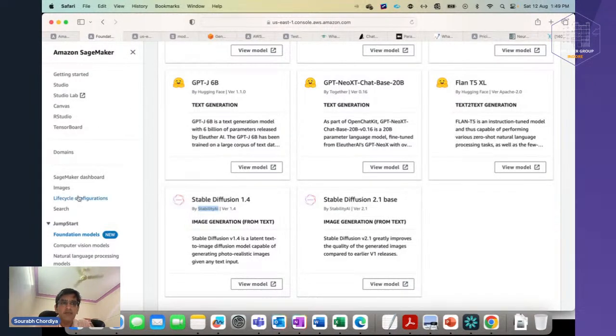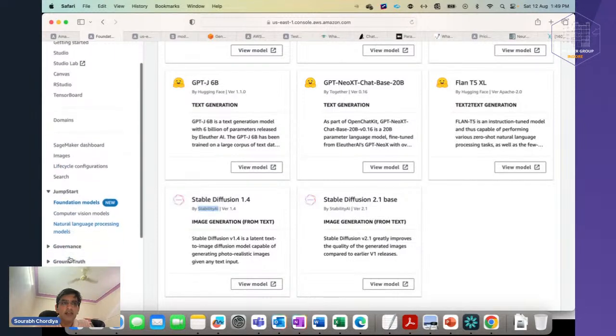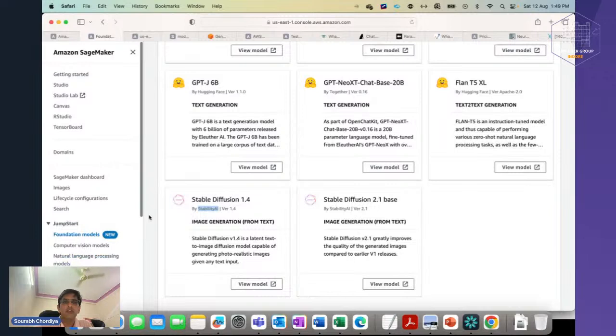There are other SageMaker services. You will see them on the left side, right? Jumpstart, Governance, Ground Truth, all of them have their own use cases. But I just want to touch upon the Jumpstart foundation models for now. One of the things that is becoming very popular nowadays is image generation from text. We'll see a blog as well, and I'll show you the notebook, the code which actually allows you to generate an image from text.